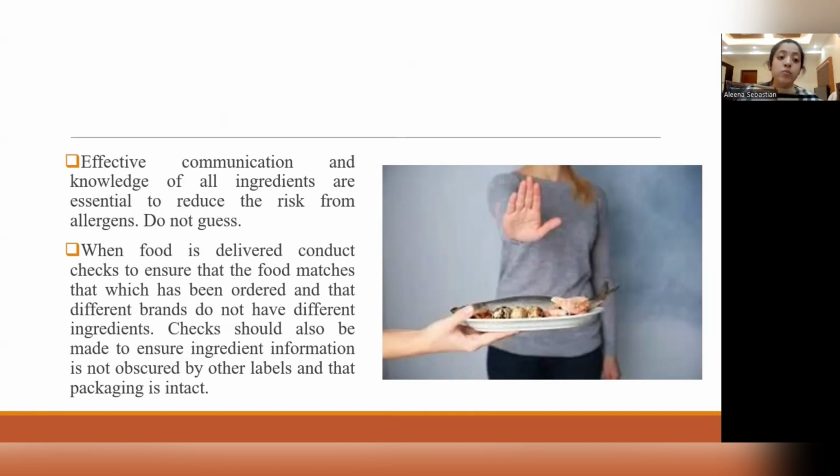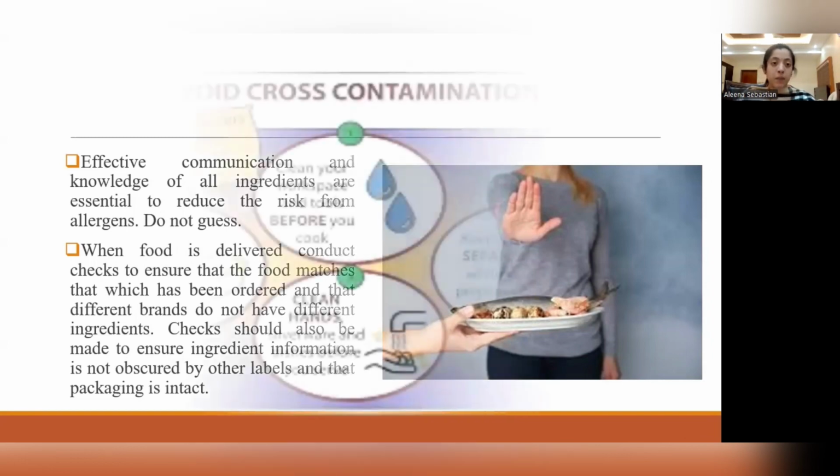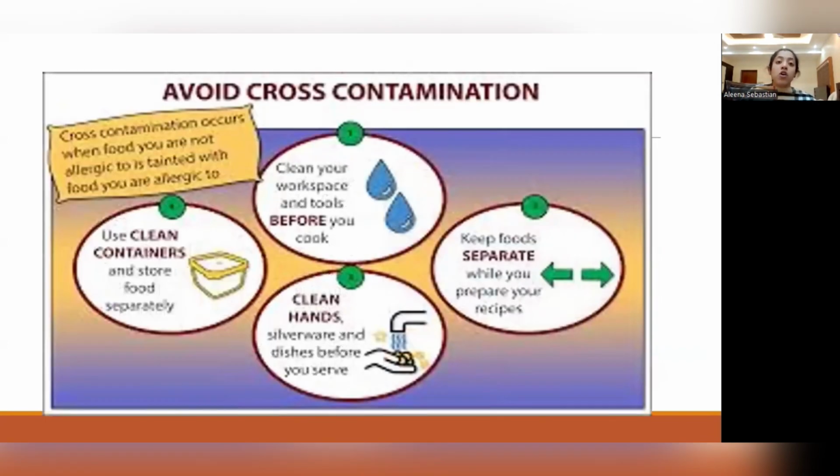Then checks should also be made to ensure that the ingredient information is not obscured by any other labels on the food packet. The ingredient should be clearly visible. No other labels, like sometimes a special offer sticker comes on top of it. It should not be obscured by any other labels. Again, the packaging should be intact.